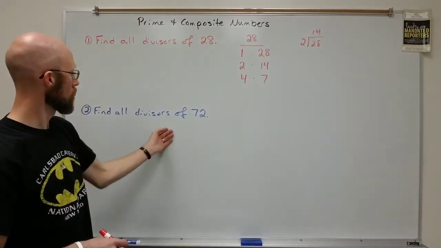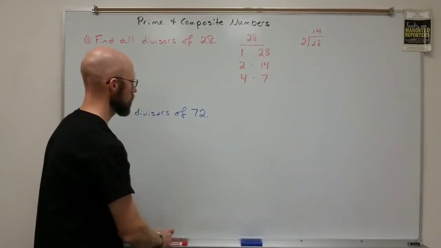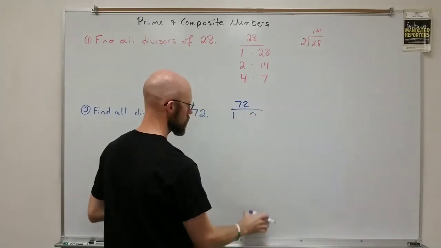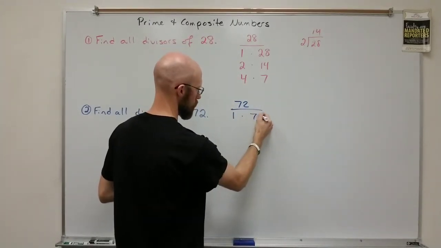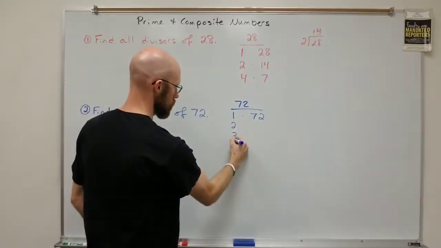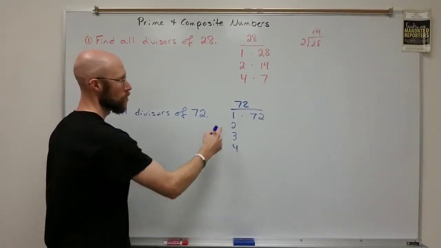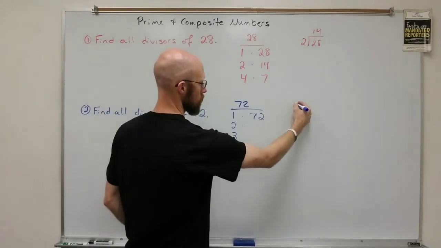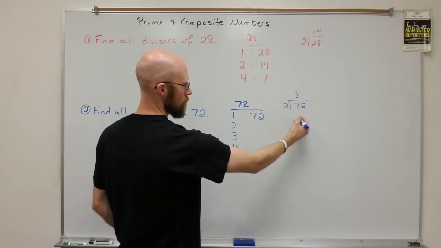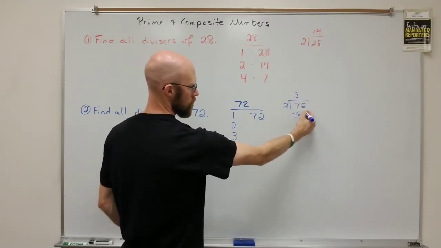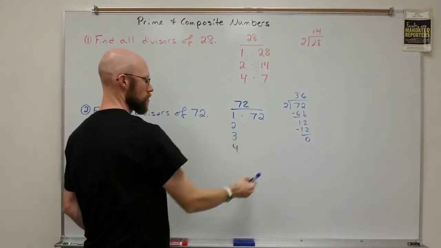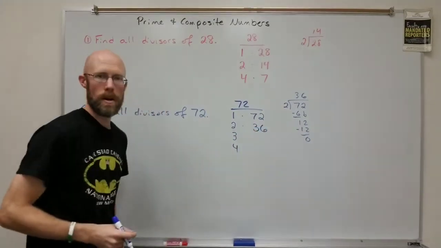All right. Similar for 72. So I start off with 72 is 1 times 72, and then I just go down the list, working through my natural numbers. So 1, 2, 3, 4, keep going, right? So 2 times, if you divide 72 by 2, you're going to get 36, right? 2 goes into 7 3 times. 3 times 2 is 6. Subtract, bring down the 2. 2 goes into 12 6 times with a remainder of 0.